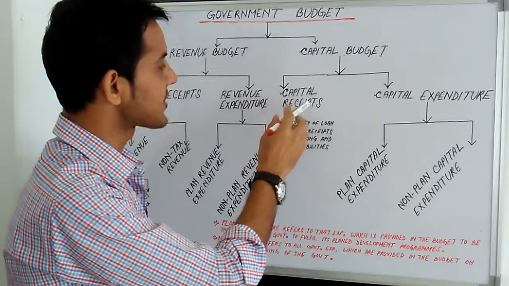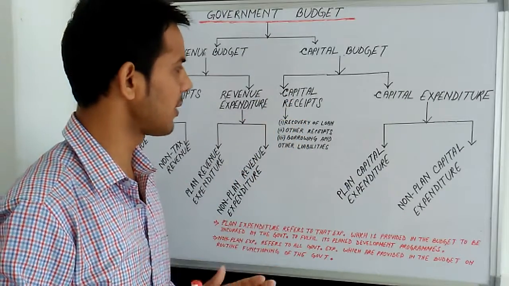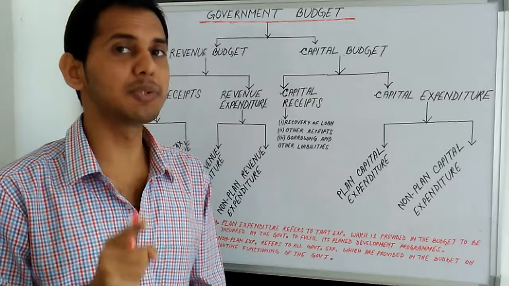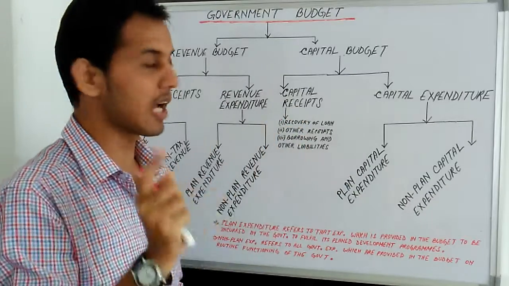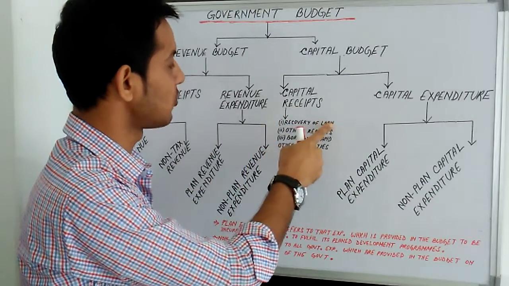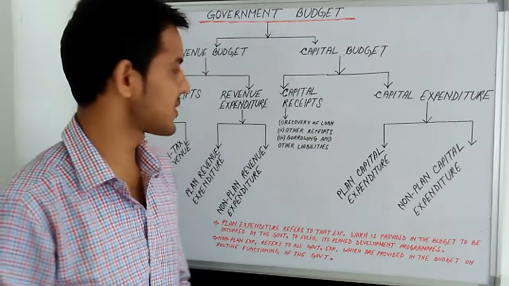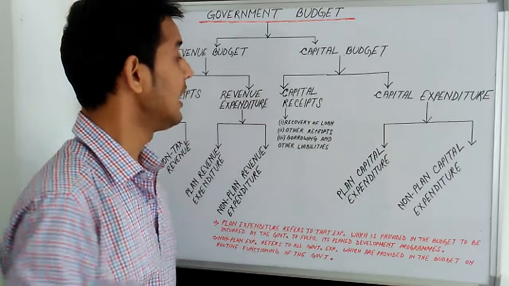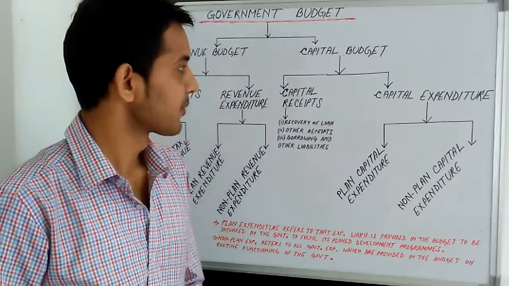So capital receipts refers to those receipts of the government which either create a liability or lead to reduction in assets. Capital receipts include three items. Number one, recovery of loans. Number two, other receipts, mainly through disinvestment. And number three, borrowings and other liabilities like savings deposits in post offices.